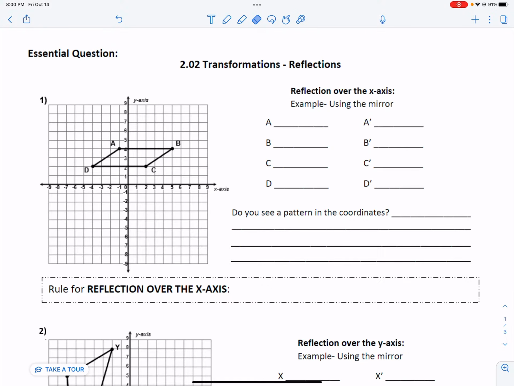So for reflections, the first thing we should know is we have the pre-image, we have a line of reflection, and we have the image. The image is what comes after our transformation across the reflection. Let's do a quick example. A will be our pre-image. This is our line of reflection. And here will be A prime, which is our image.